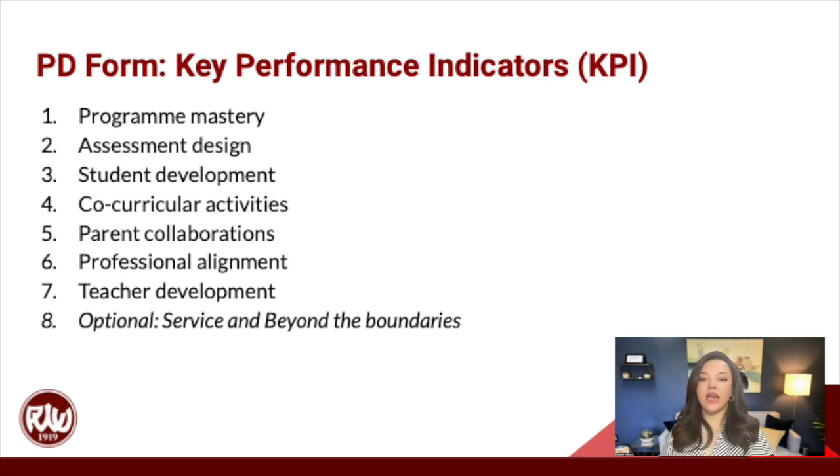Professional alignment is that as a school, we have our own school culture, so we want to make sure that the teachers are aligned with the school culture. And optional, there are just teachers who want to be outstanding. And that is where we have service and beyond the boundaries, optional indicators for the performance.